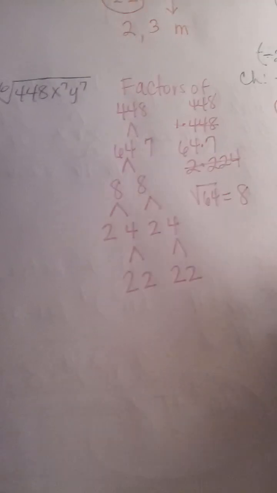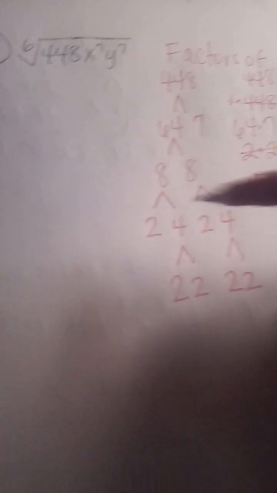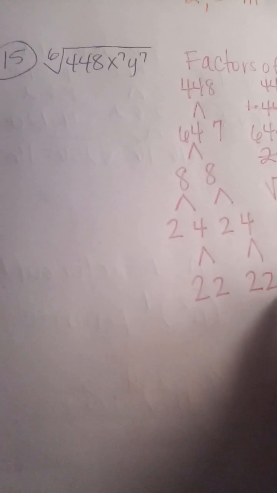All right. What's the root index? 6, right? How many times does the number 2 come out? 1, 2, 3. 1, 2, 3. 6 times, right? So we have the 2 and we have the 7. We're almost done, okay?